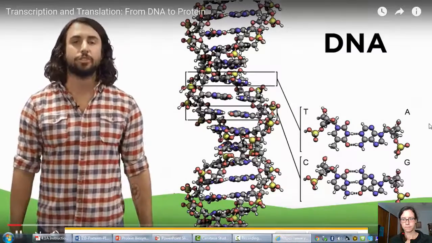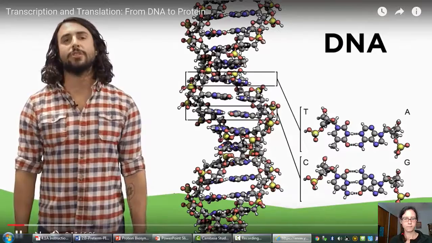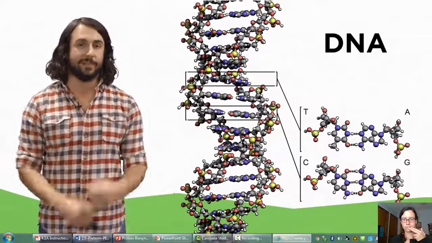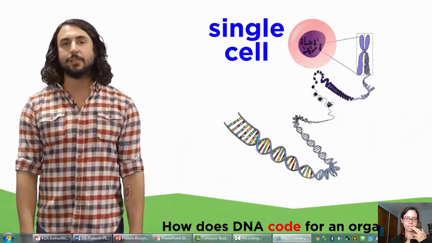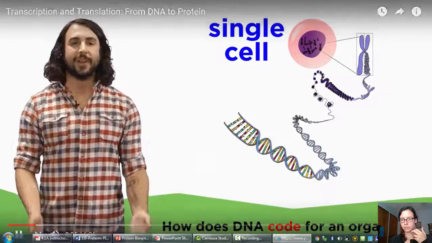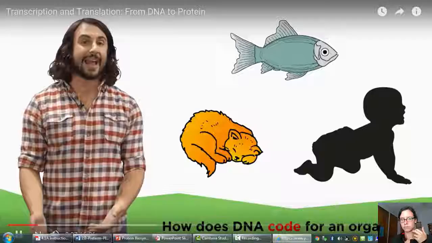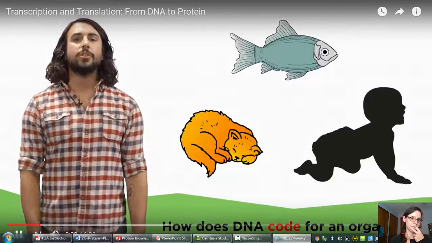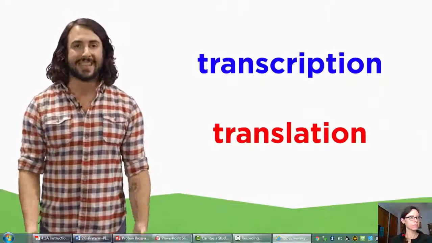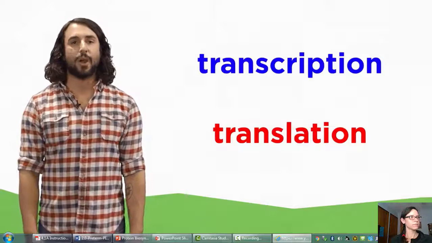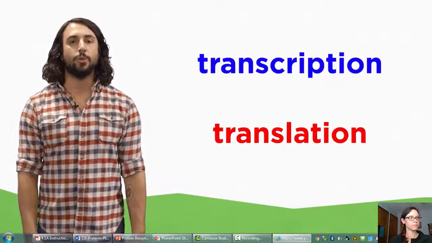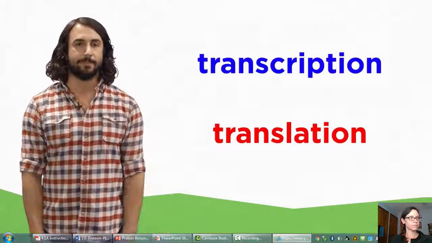Now that we understand the structure of DNA, it's time to understand exactly how this molecule codes for a particular organism. How is it that a single cell containing a specific set of genetic material will result in the development of a fish or a cat or a human? To understand this phenomenon, we have to learn about transcription and translation. This is the collective process by which the genetic code is read by enzymes in order to produce all of the proteins in an organism.